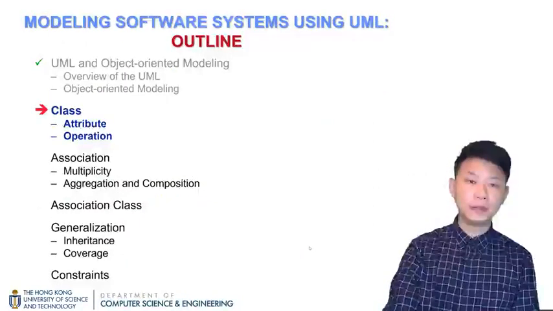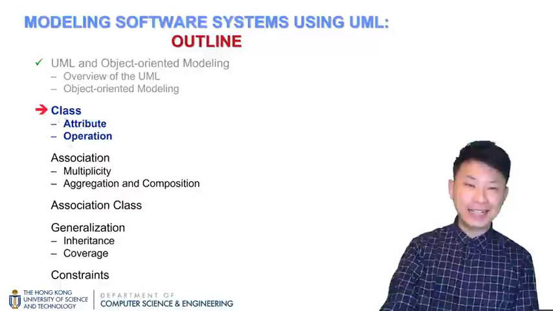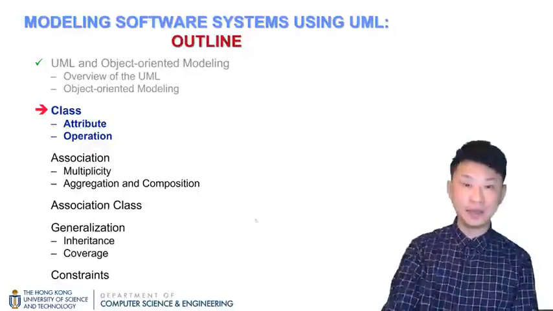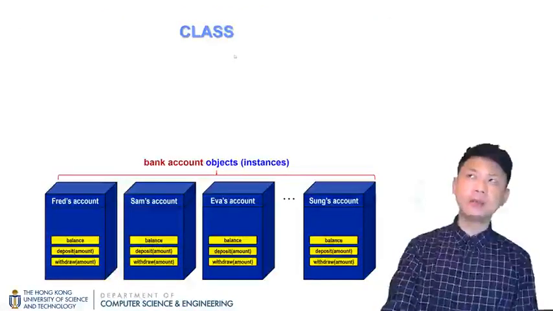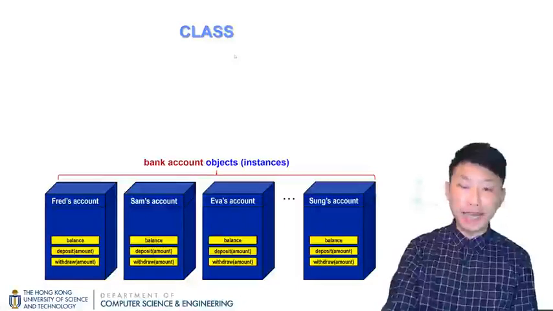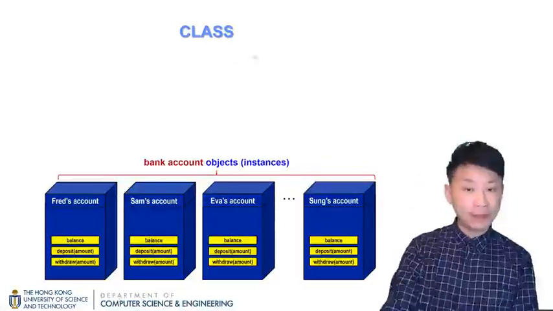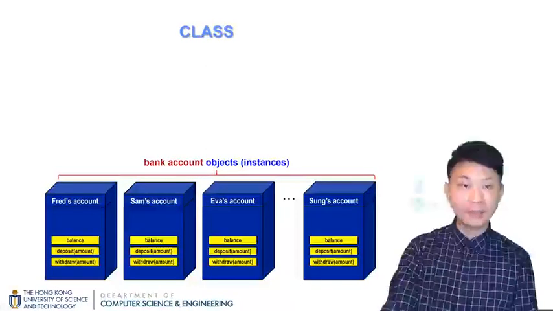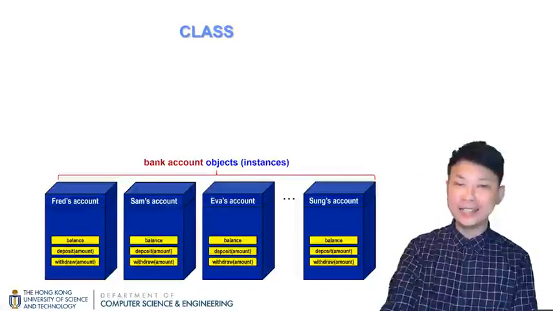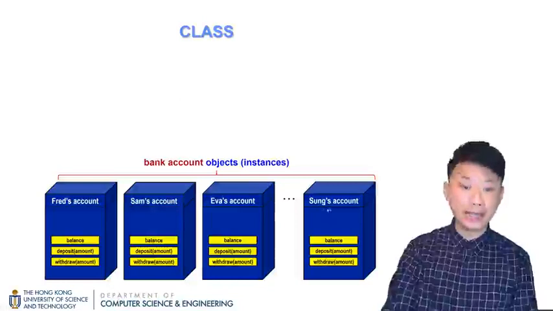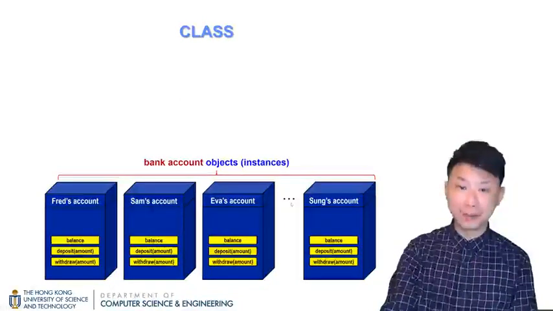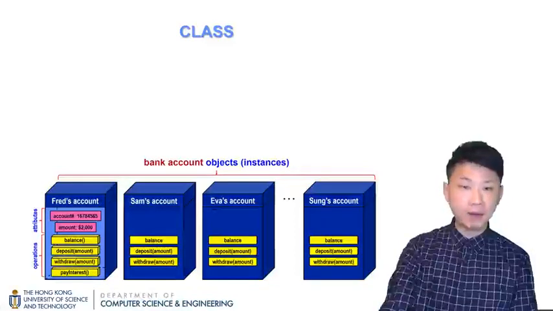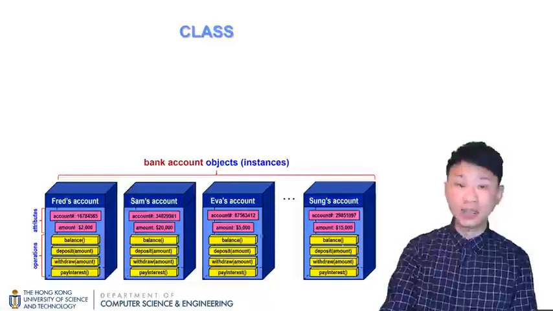Now let's talk about how to draw a class diagram using classes, association classes, and generalization, etc. Let's first talk about class. Let's say we want to build a software system for a bank, and we know that within a bank we have different bank accounts. These may be different instances of the accounts that we have within the bank. For example, we have Fred's account, Sam's account, Eva's account, etc. And these are all the properties within each individual account.